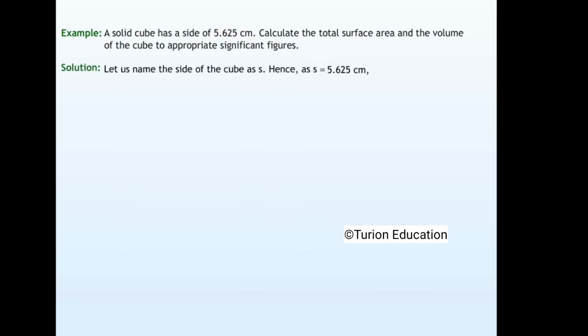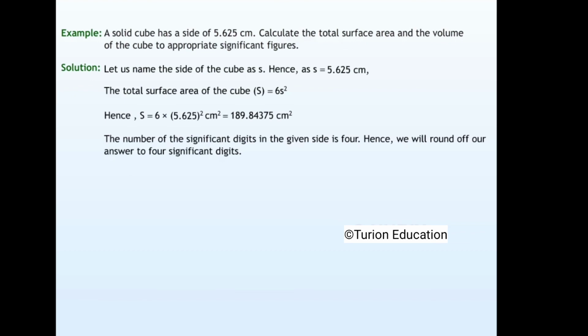Hence, as S equals 5.625 centimeters, the total surface area of the cube, S, equals 6S square. Hence, S equals 6 into 5.625 square centimeters square equals 189.84375 centimeters square. Hence, we will round off our answer to 4 significant digits. S equals 189.8 centimeters square.